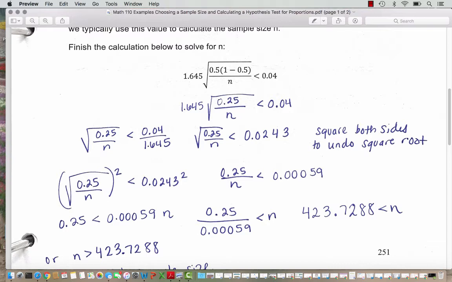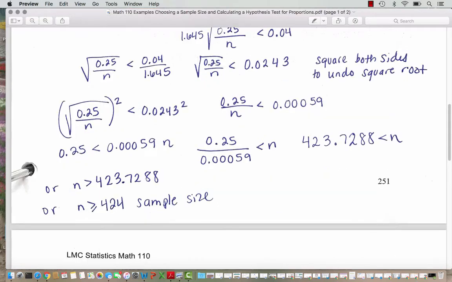Now I'm going to move that 1.645 over to the other side of the inequality. Just like an equation, we can divide both sides through by 1.645. In the next row, we see we've got the square root of 0.25 over n less than 0.04 divided by 1.645. I do that division on the right side of my inequality, and I get the square root of 0.25 over n is less than 0.0243. The 0.0243 came from dividing the 0.04 by the 1.645.